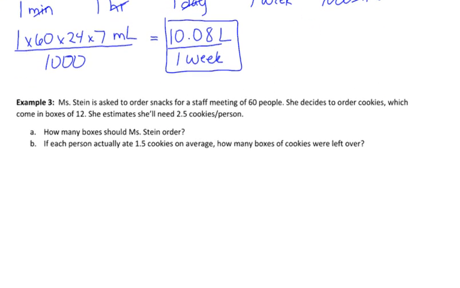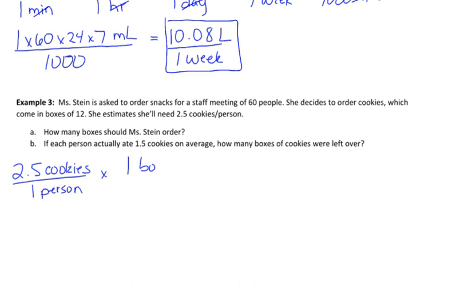Example 3. Miss Steen is asked to order snacks for a staff meeting of 60 people. She decides to order cookies, which come in boxes of 12. She estimates she's going to need 2.5 cookies per person. How many boxes do I need to order? So 2.5 cookies per one person.